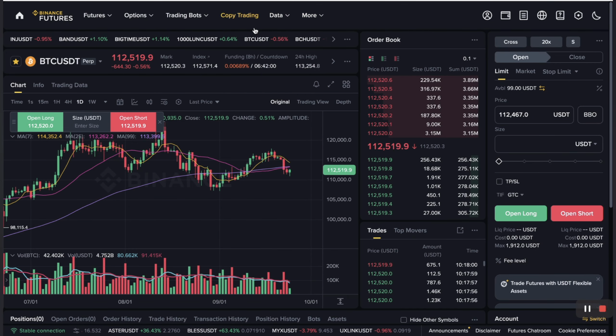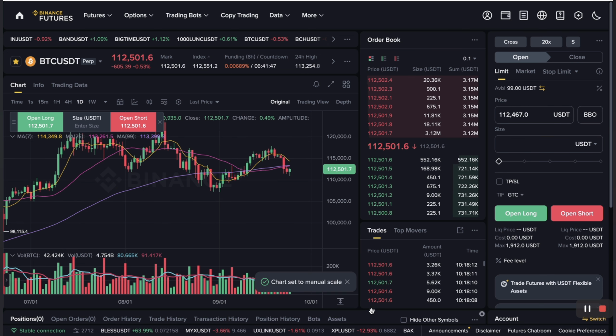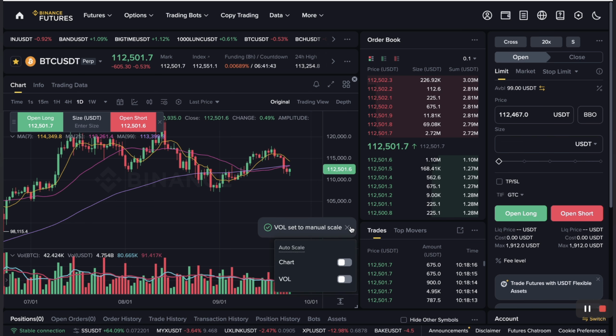I will just use 10x. I can use even 10% of my balance. So right now I want to use price. Let me just even show you real quick for you guys to see how you can trade right now on Binance. So this is your Binance.